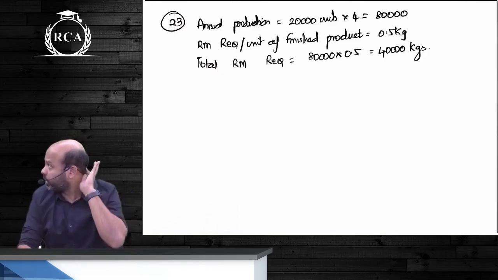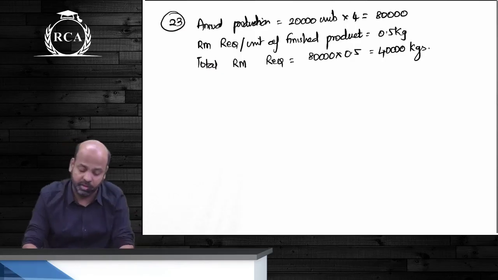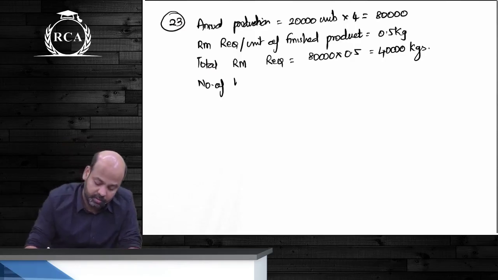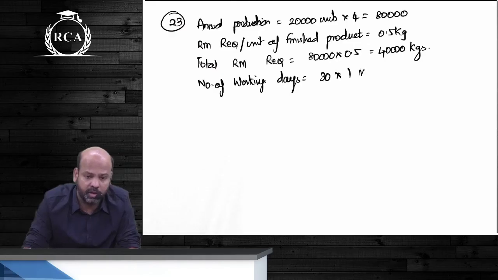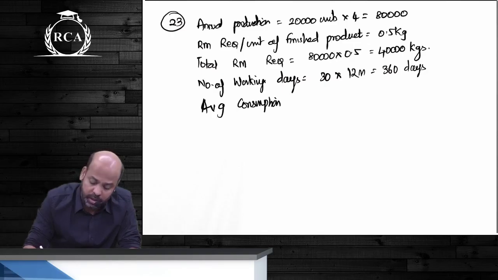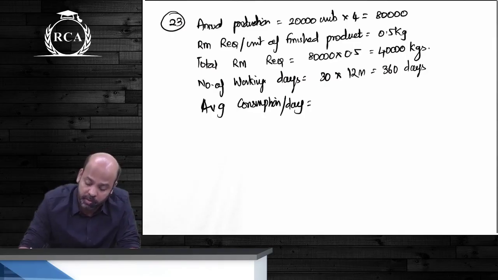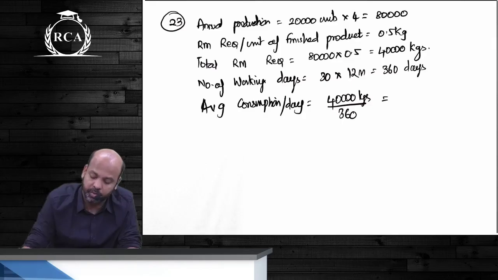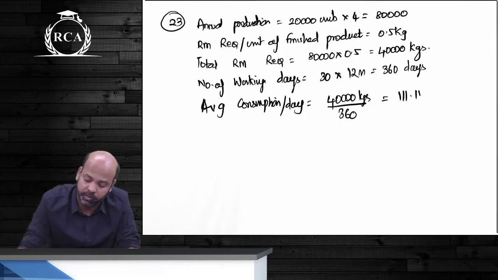Total raw material required, guys, is 40,000 kgs. The number of working days in a year: 30 per month into 12 months. That will be equal to 360 days. What will be your average consumption per day? Average consumption per day will be equal to 40,000 kgs divided by 360, which is 111.111.